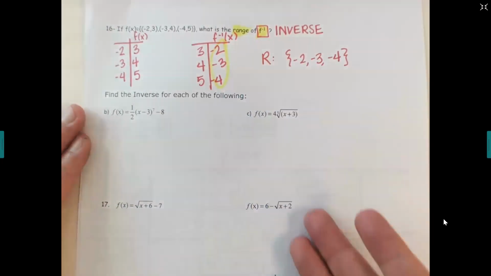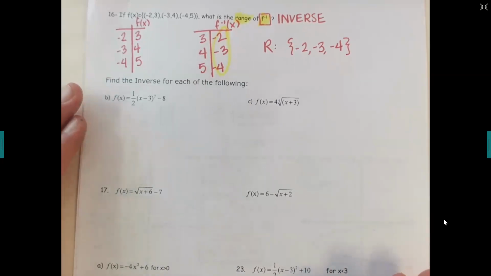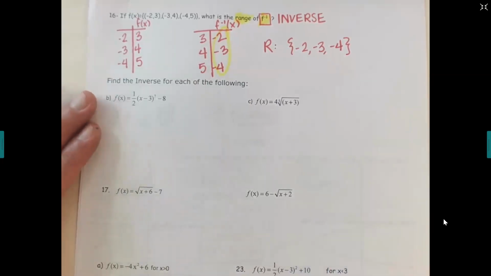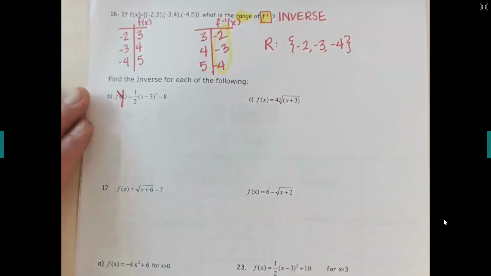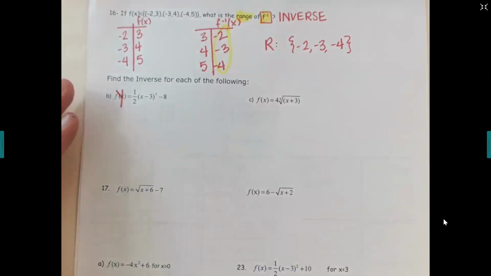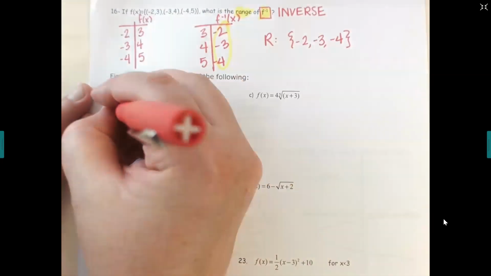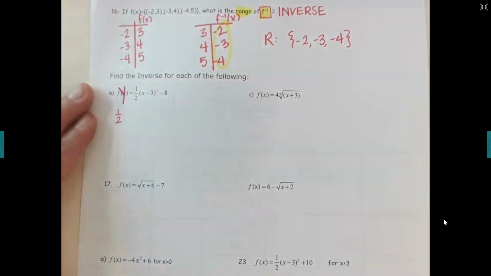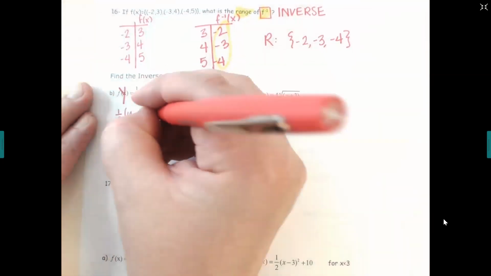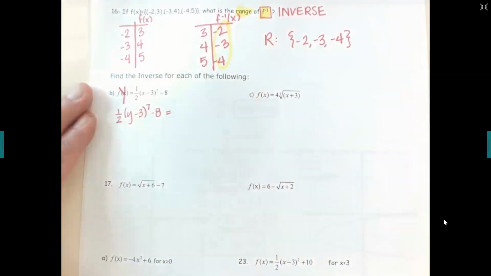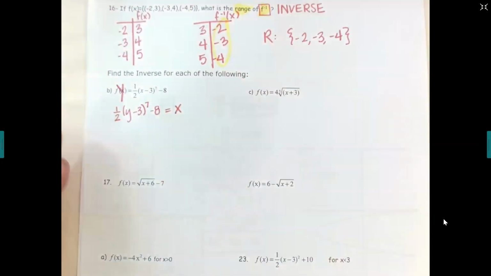Okay, now let's go on to some algebraic inverses. Let's start with letter B. Remember, to find an algebraic inverse, you switch the X and the Y in the equation. Remember that F of X equals is really just Y equals in disguise. So when I switch the letters, it's going to be 1/2, my X -3 is now a Y -3, and then instead of a Y equals at the front, I'm going to swap that for an equals X at the back.